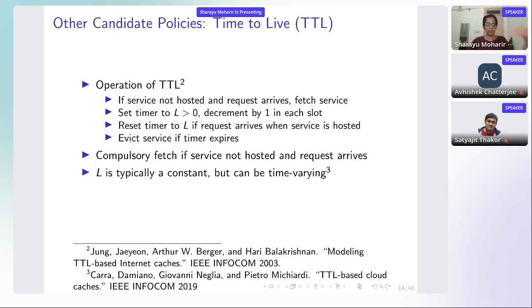So to summarize, you fetch, set a timer to L. Every time you get a request, you reset the timer to L. Every time you don't get a request, you decrement the timer by one. And if the timer ever hits zero, the service is evicted from the edge server. Typically, the value of L is fixed. However, there are variants of TTL which adaptively change the value of L during execution. So we take care of both of these. Our theoretical results focus on the case where L is a constant. And in simulations, we also consider a variant of TTL where L is adaptively changed over time.